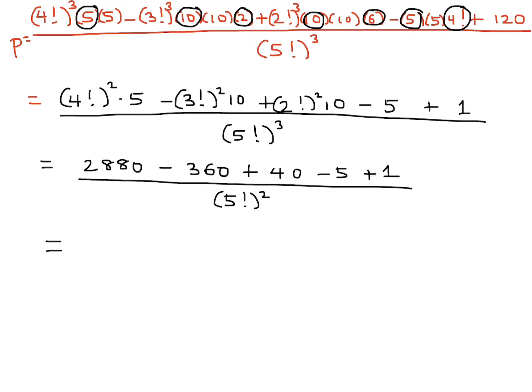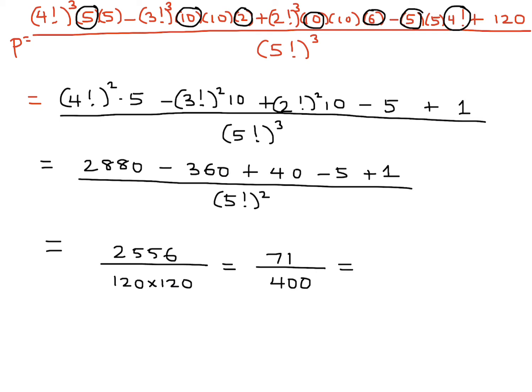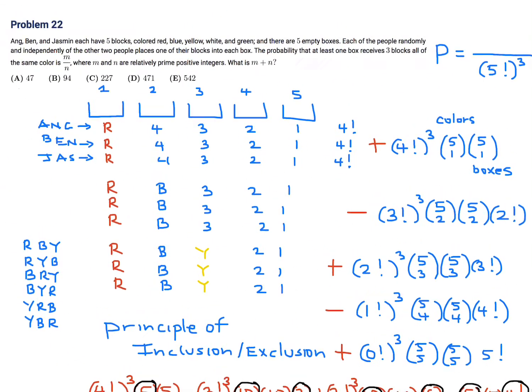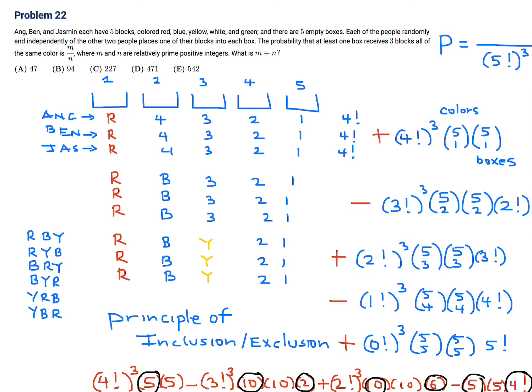Okay, so now crunching out these numbers, we get 2556, and it's over 120 times 120. And when you do all the reducing to lowest terms, it becomes 71 over 400. And that is my m over n. They wanted me to figure out m plus n, so that would be 471. It's a very challenging question in my opinion, number 22. That 471 is choice D.